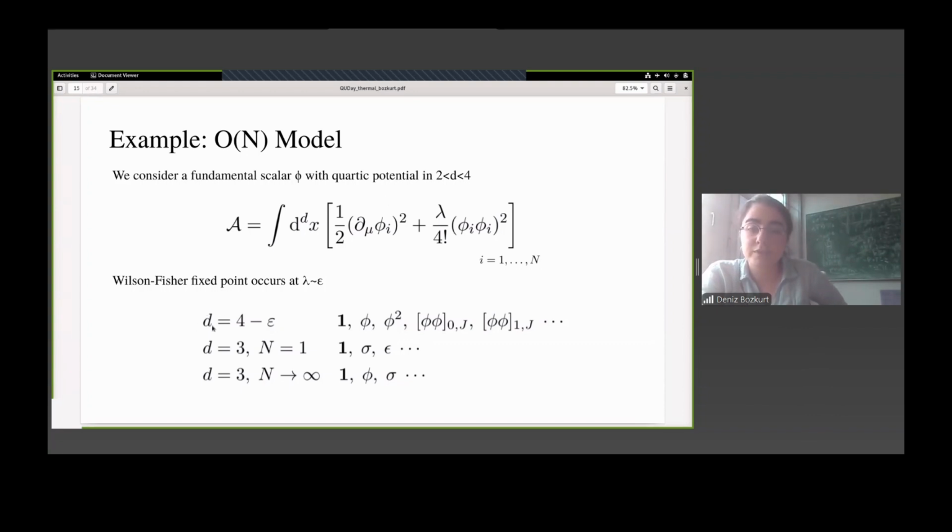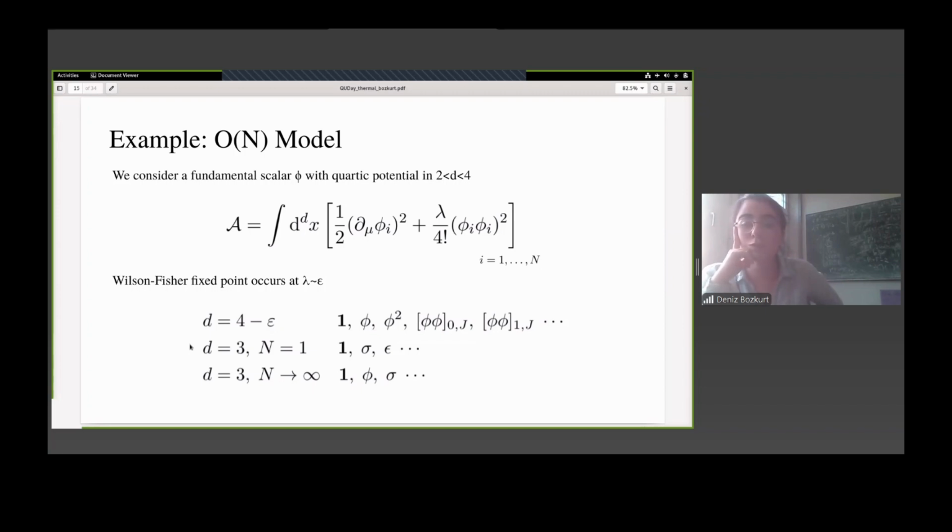So, for example, the first example that we would consider is the O(N) model in 4 minus epsilon dimensions. In this case, the theory becomes weakly coupled, and we can do perturbation theory. The spectrum is very simple. Here I give you the first few operators just to give you a flavor. And in 4 minus epsilon, we also famously have the critical point where lambda scales as epsilon. But there are also other examples which we considered in different parts of this paper.